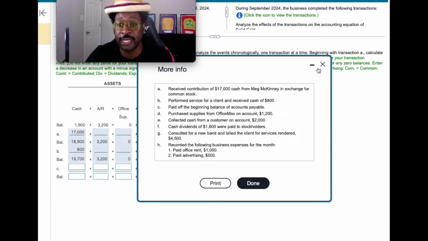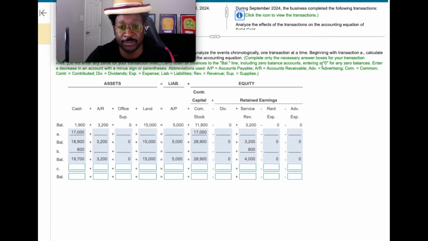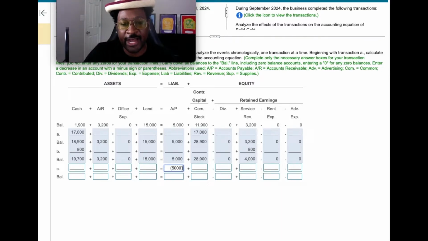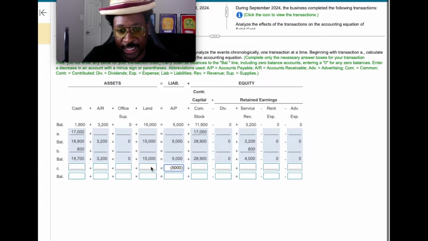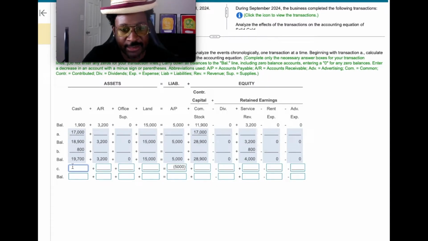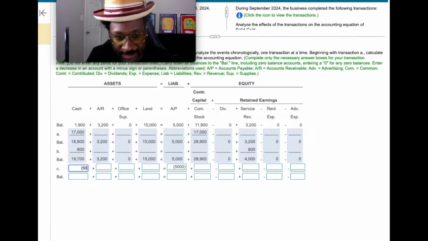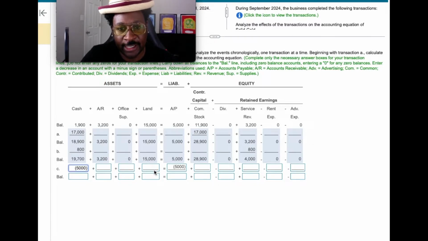So we need to look at our beginning balance of accounts payable. So it seems as though, gang, our beginning balance of accounts payable is $5,000. So what we're going to do is put it in brackets because it's decreasing for $5,000. And our cash account is going to decrease as well by $5,000 because it was paid. No other accounts were affected, and our transaction analysis is complete.